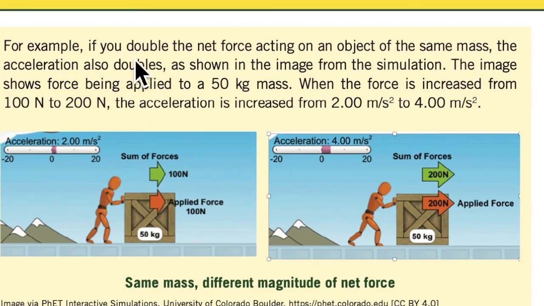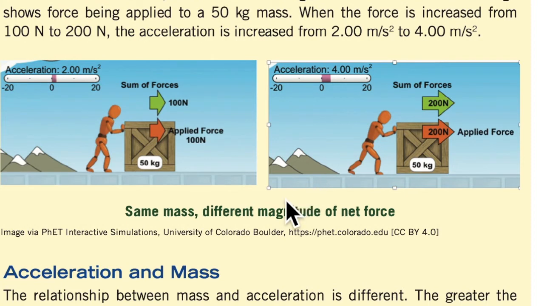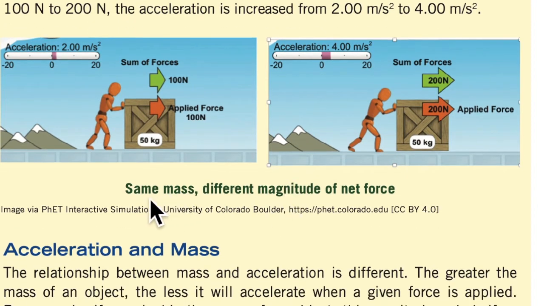For example, if you double the net force acting on an object of the same mass, the acceleration also doubles, as shown in the image from the simulation. The image shows force being applied to a 50 kilogram mass. When the force is increased from 100 newtons to 200 newtons, the acceleration is increased from 2 meters per second squared to 4 meters per second squared. Same mass, different magnitude of net force.